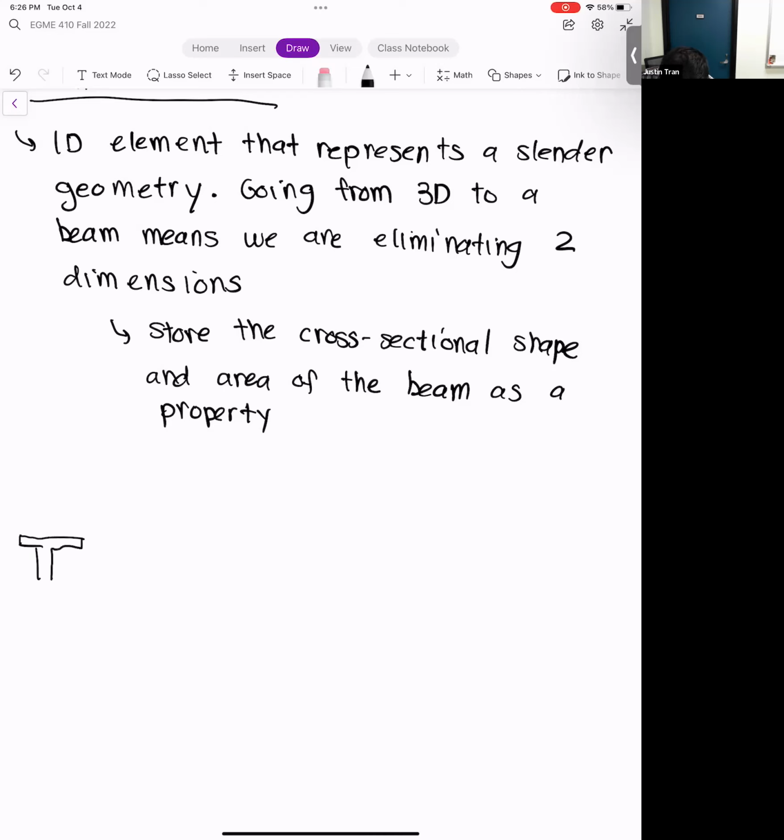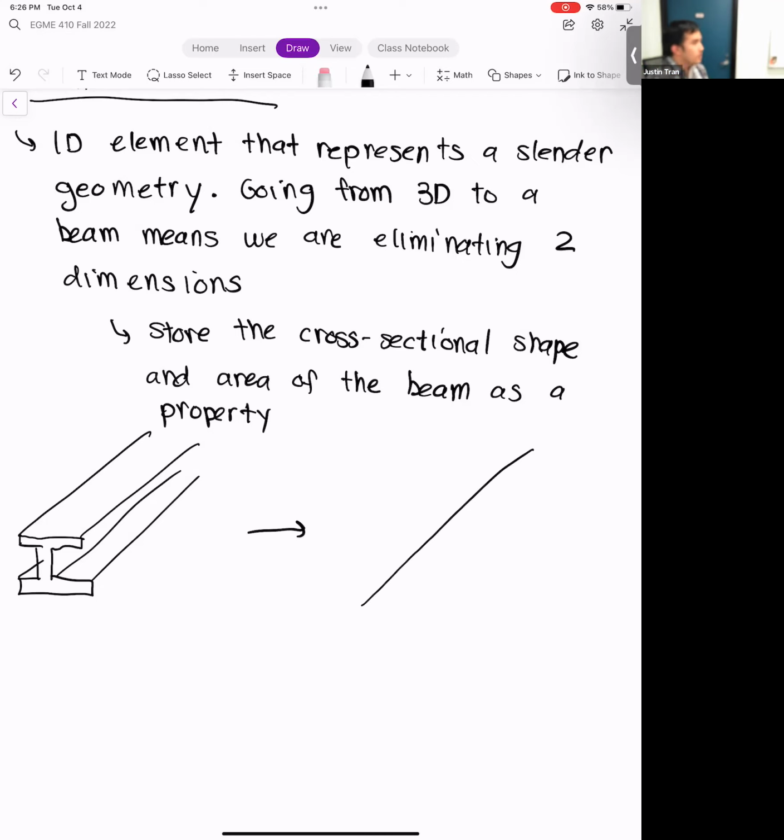Let me give you an example. One very common beam that you would experience, especially if you work in any kind of construction type of FEA, is an I-beam. An I-beam is very common in structures. If you were to replace this with a beam element, you would represent that complex cross section as just a single line. In doing this, we need to store the I cross section.